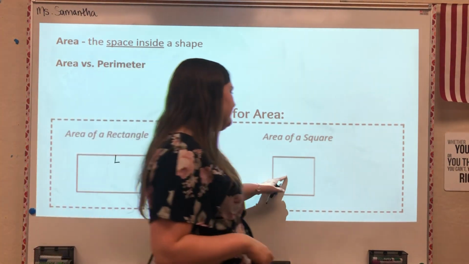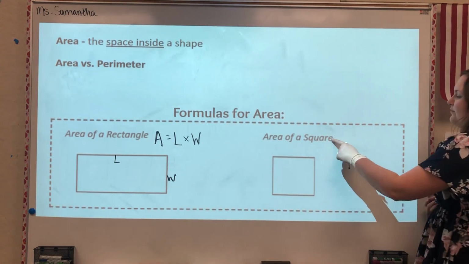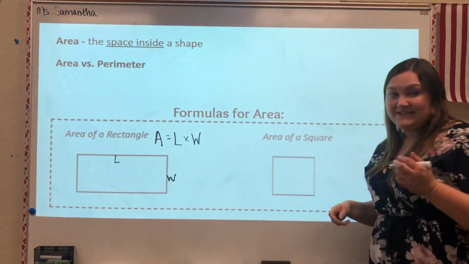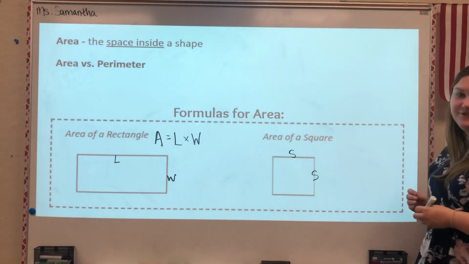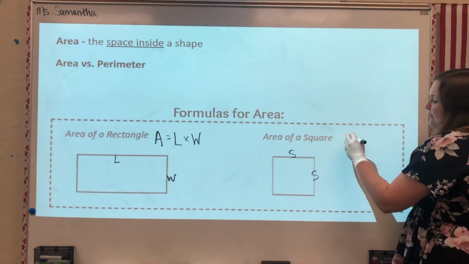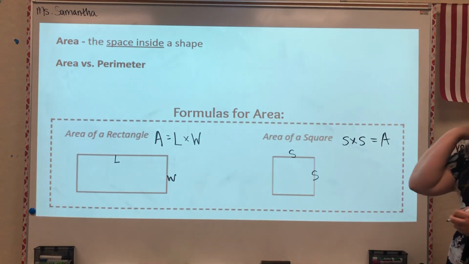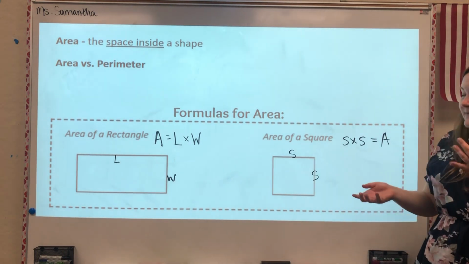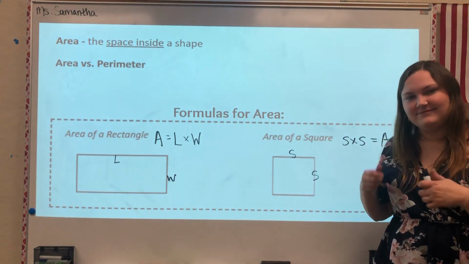For a square, even though the idea is the same, the formula looks a little different. For squares, instead of length and width, because squares have the same sides, we use the same letter. So I could just use S for side, and I'm using the same letter because those would be the same number. And then your formula would just be, if you multiply the two sides together, that will give you your area. There are more formulas for more shapes, more polygons in math, but these are the two we're going to focus on in this lesson.